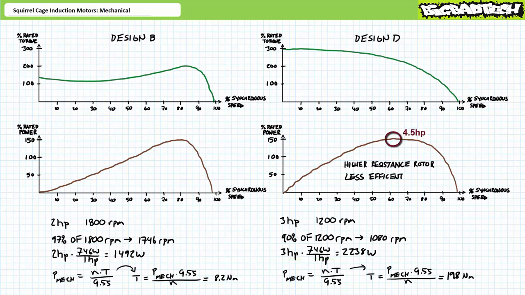At peak power output, we might reasonably suspect this motor capable of generating 150% of 3 horsepower, or 4.5 horsepower. Finally, we might reasonably expect this motor to be capable of exerting 3 times 19.8 newton meters, roughly 59.4 newton meters at locked rotor conditions.